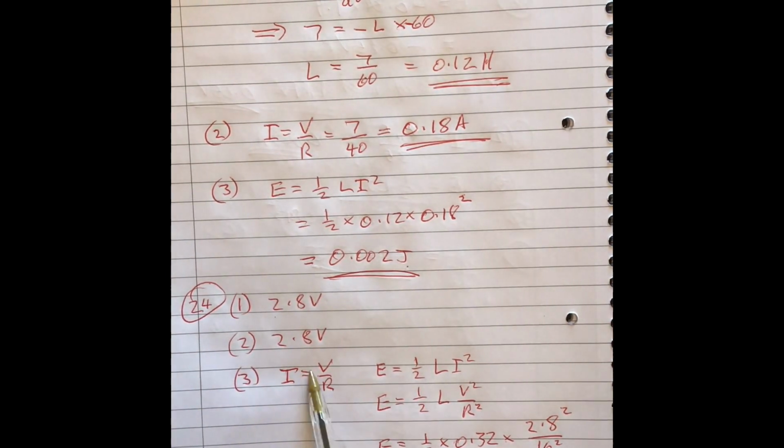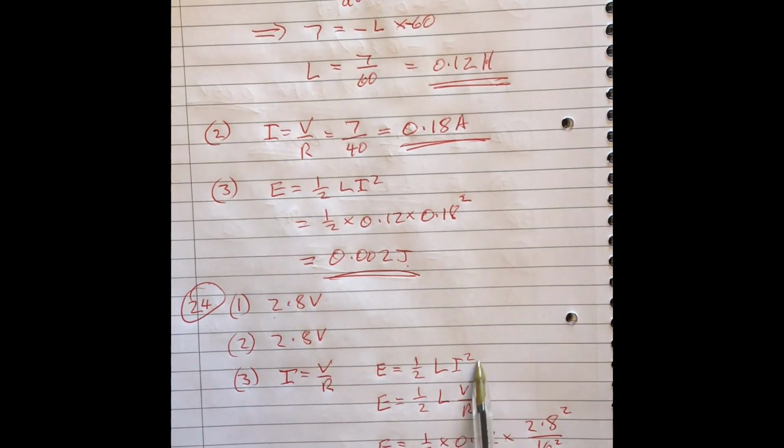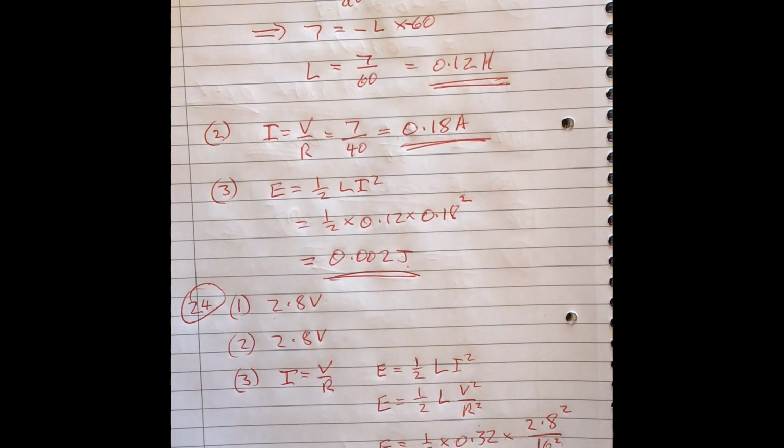Why have I done I equals V over R here? Well, it's so that I can do this substitution here. And why am I doing this substitution here? It's so that I can have a moan about intermediate rounding. So I've taken my energy formula, E equals a half Li squared. I've substituted in V over R for I, which gives me E equals a half L V squared over R squared. And then I've put in the values from the question, a half times 0.32 times 2.8 squared over 16 squared. And that should give you 4.9 times 10 to the minus 3 joules.